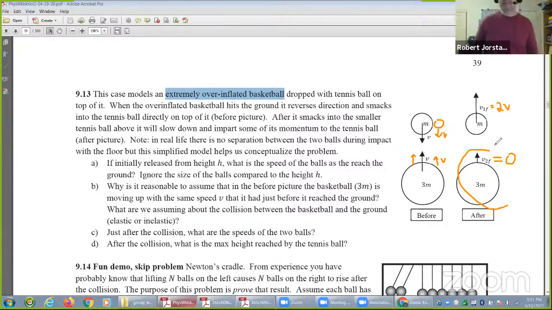So if you do this, you can actually cause the tennis ball to go 4 times as high, because 1/2 mv squared equals mgh. The m's drop out. Notice the height is proportional to the speed squared. And so by doing this, you take an object that's super bouncy with mass 3m and put an object of mass m right on top of it.